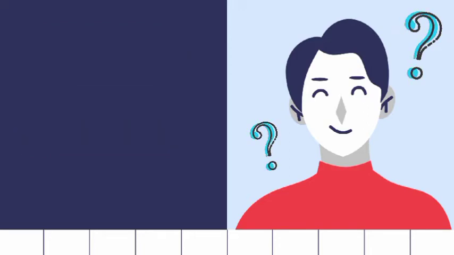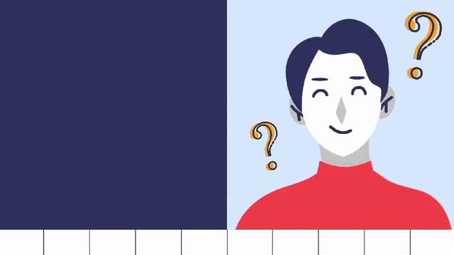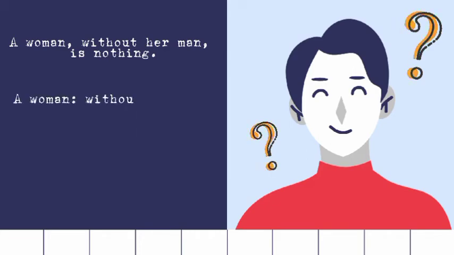Punctuation. Punctuation helps convey the precise meaning of a sentence, and in fact can even change the meaning, as in this well-known example. A woman without her man is nothing. A woman: without her, man is nothing.